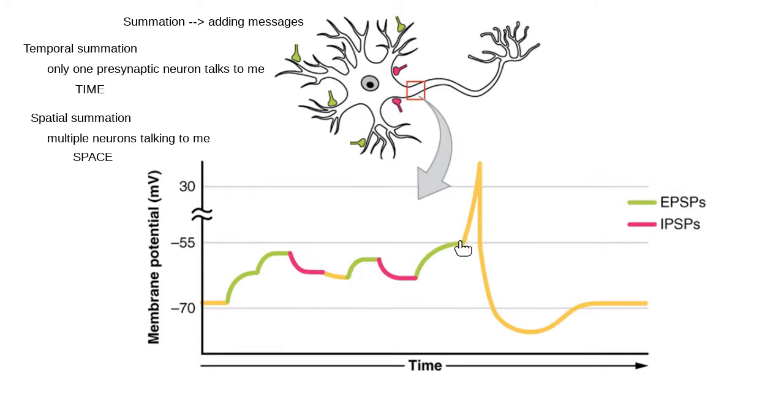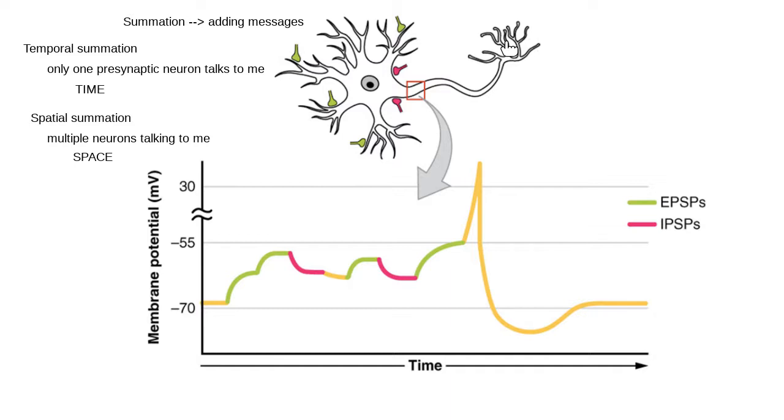When we do summation and we hit threshold, when we get to this value where my charge is different enough to open up voltage gated channels, there's two things that I want to have happen. I want my Axon Hillock to depolarize all the way, but I also want my entire axon to depolarize all the way.